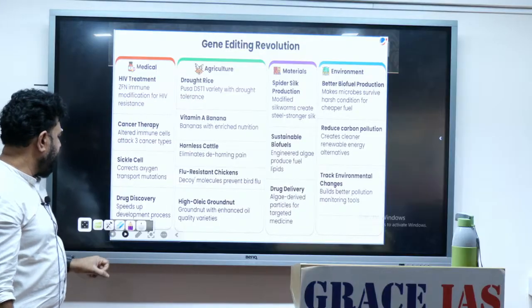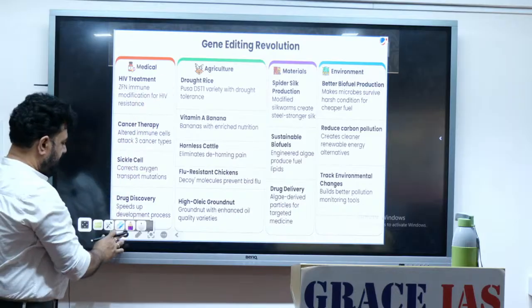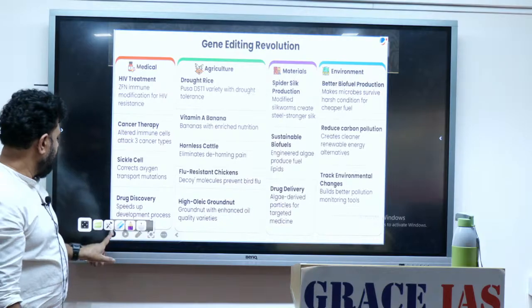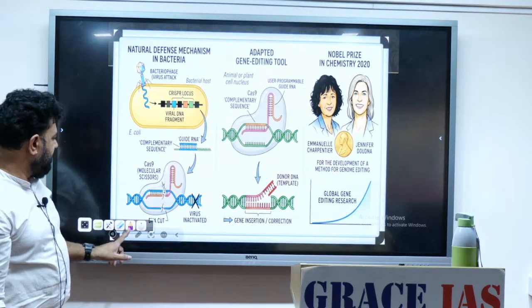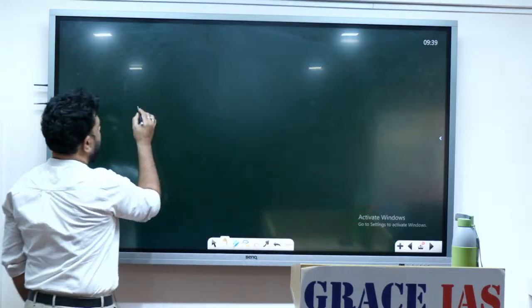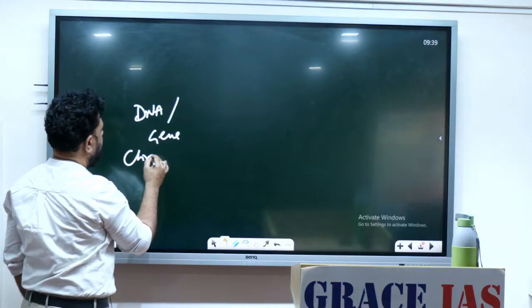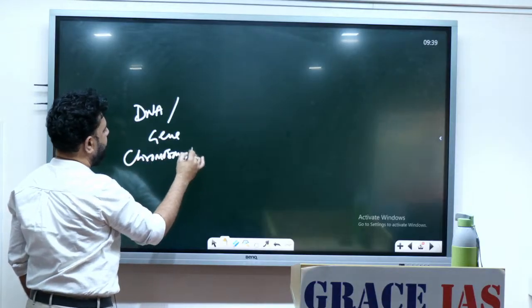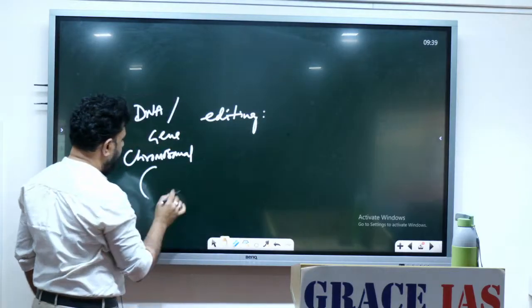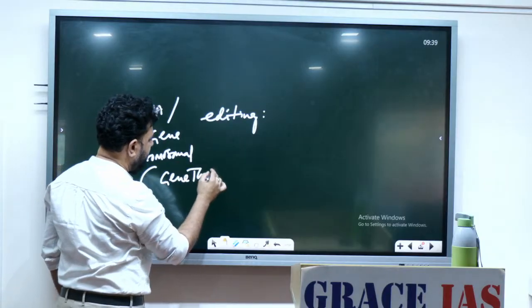Next application of this CRISPR-Cas9 technology is what? Gene editing in general, please understand this. So what is gene editing and what do we do in gene editing? DNA or gene or chromosomal editing, which is the scientific principle behind something called gene therapy.